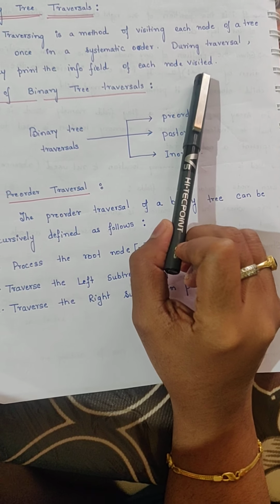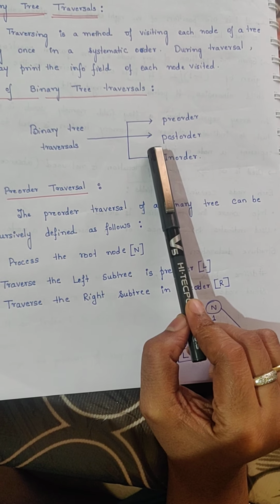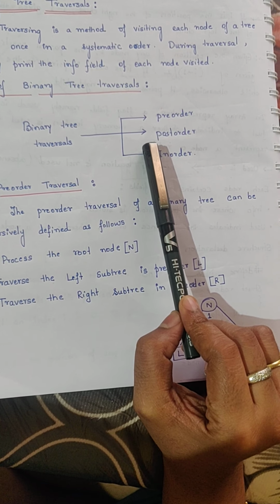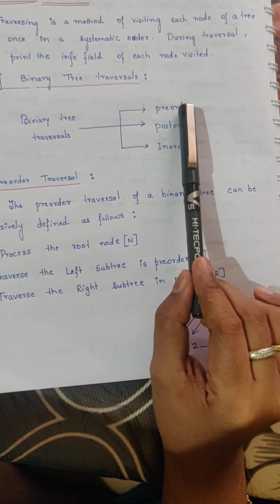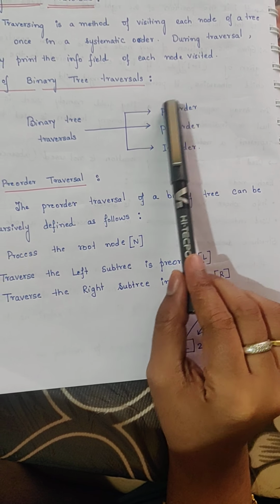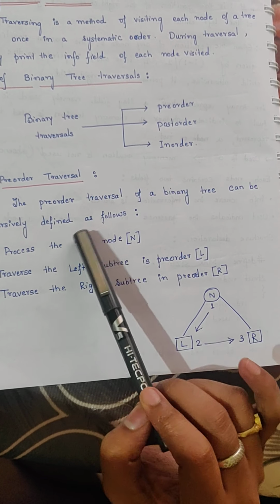Okay, so types of tree traversals, we have mainly three types of tree traversals, that is nothing but pre-order, post-order and in-order. So pre-order, post-order, in-order, three types of traversals we have. Let's go through one by one.